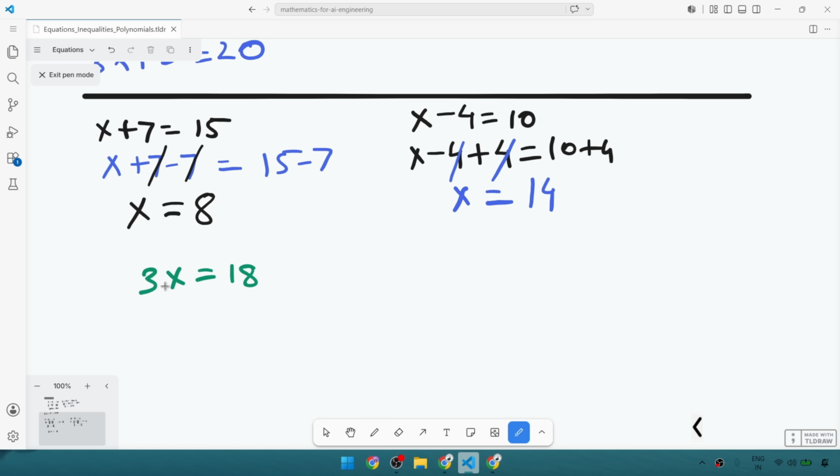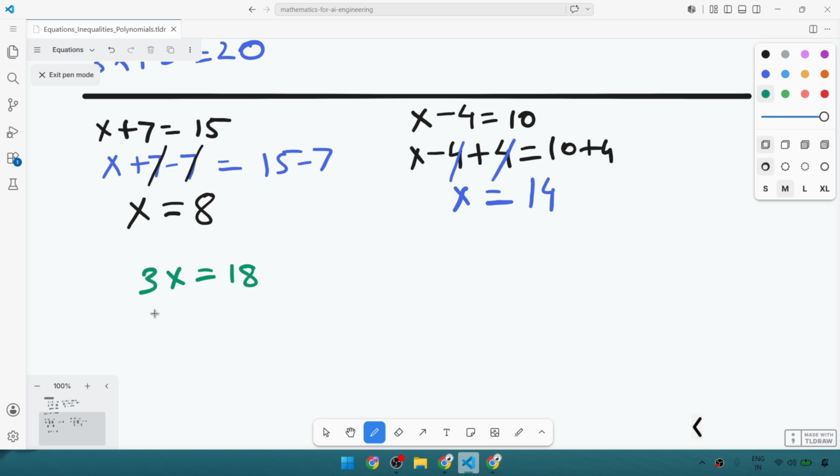Here it is multiplication, which is 3 multiplied by x. So now we are doing the opposite of multiplication, which is division. And we need to do this particular operation at both the sides. Then only we will be able to maintain this equation, right? Because we are having this equals to sign. So while solving, whatever operation you are doing, remember that you need to do it at both the sides, right? So now let's divide it.